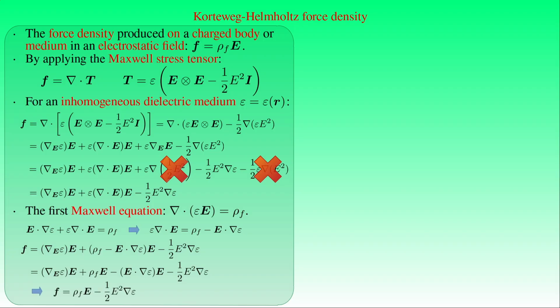an electrostatic field E in a charged and inhomogeneous dielectric medium of absolute permittivity epsilon is equal to the difference between the volume density ρF of free charges in the medium times the field strength E, and 1 over 2 times the square of the magnitude of the field strength E times the gradient of the absolute permittivity epsilon of the insulating material. However, this is not the most general formula for the electrostatic force density acting on charged dielectric materials placed in an electrostatic field.